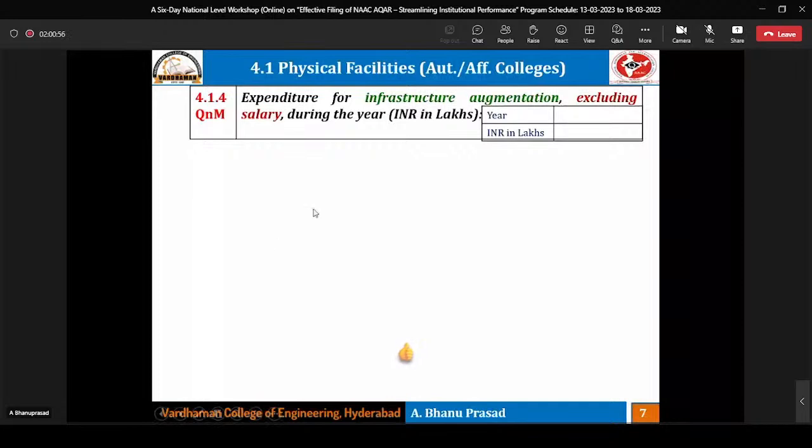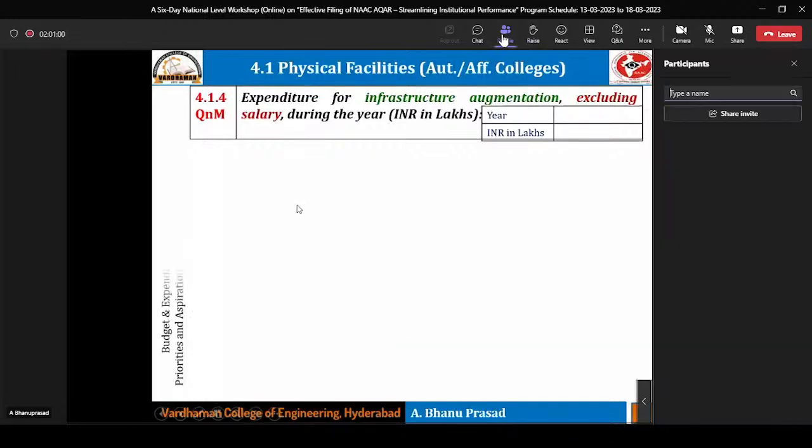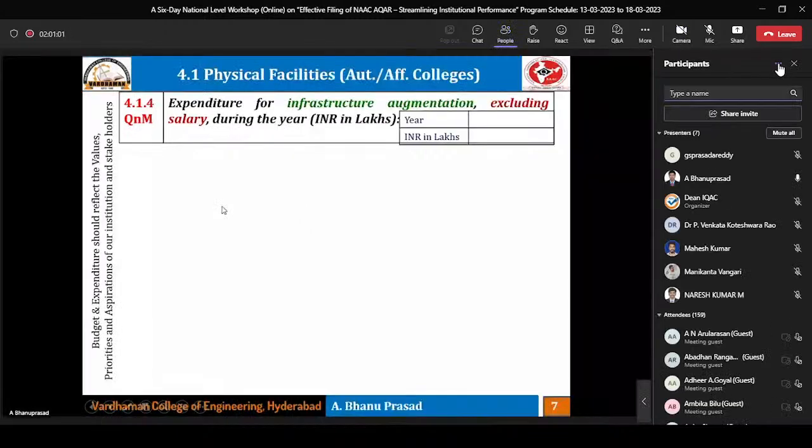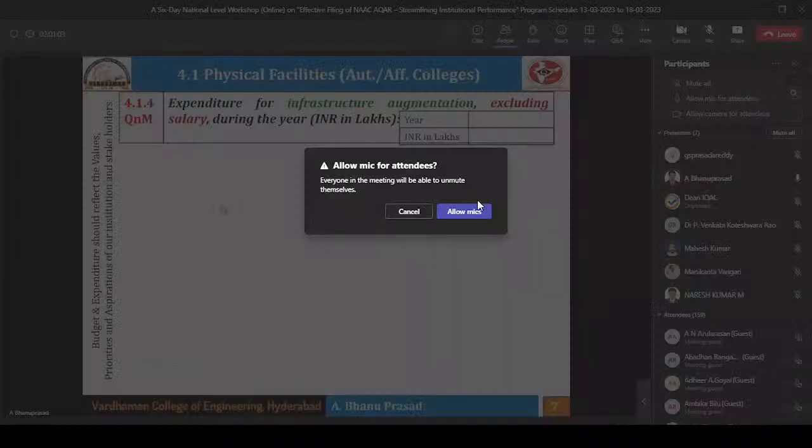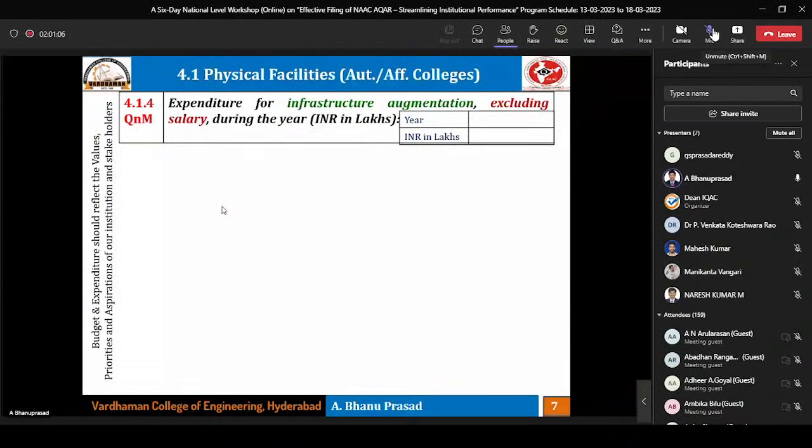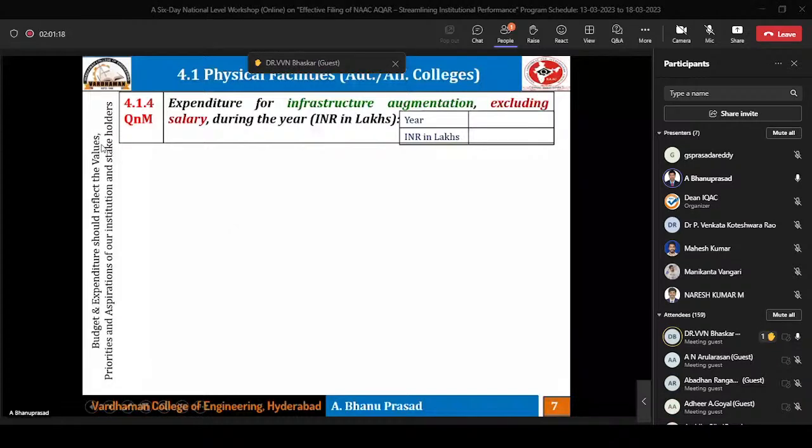So moving on to the next QnM. That is what we have seen, budget and expenses. Budget is just a number, but expenditure is what we call the real. Budget and expenditure should reflect the values, priorities, and aspirations of our institution and stakeholders.